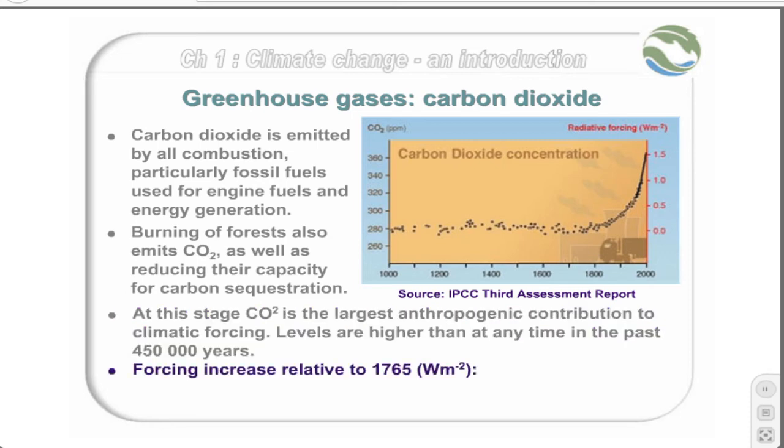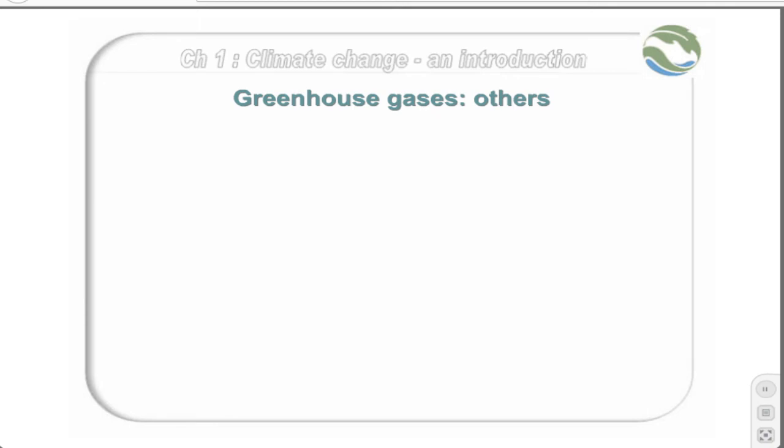The rate of carbon dioxide accumulation was very low over the period from 1765 to 1900, but more than doubled in the next 60 years, and almost doubled again in the following 30, reaching a peak of 1.5 watts per square meter in 1990. There are a number of other greenhouse gases that we'll touch upon briefly.